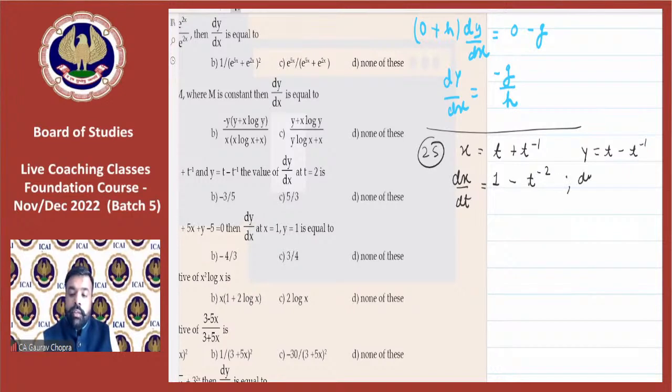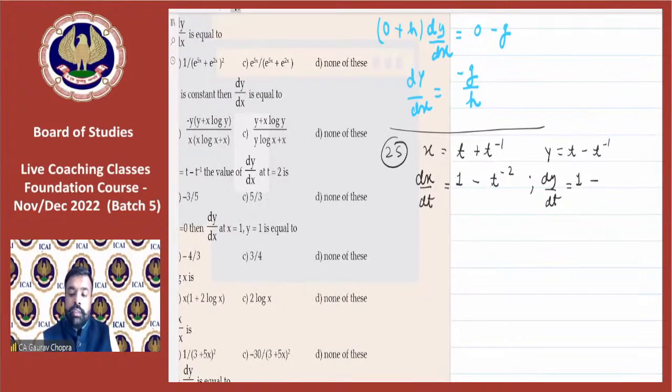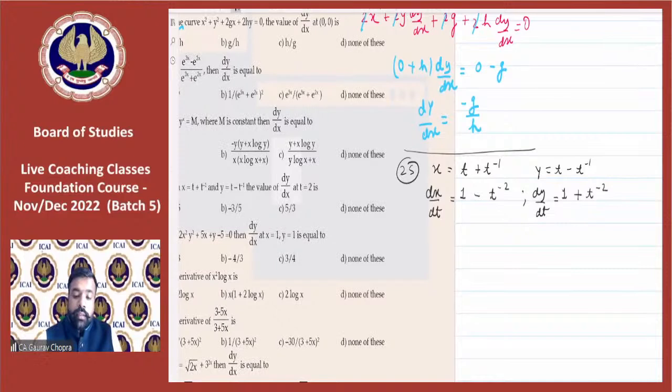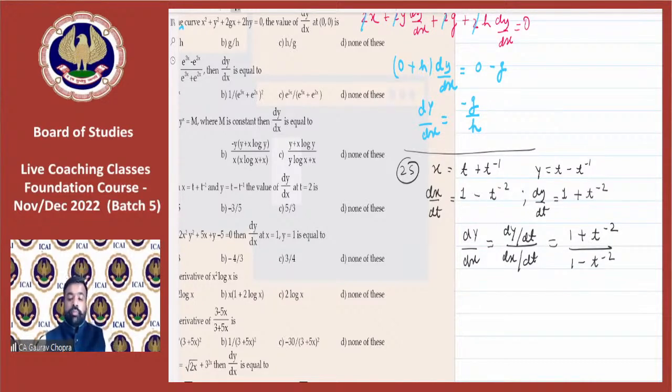Similarly, dy by dt we can calculate. t will become 1 and minus minus will become plus t to the power of minus 2. That is dy by dt. Now the question is asking to calculate dy by dx. So what we can do is dy by dt upon dx by dt. How much? It is 1 plus t to the power of minus 2 over 1 minus t to the power of minus 2. And now the question has given the value of t as 2.